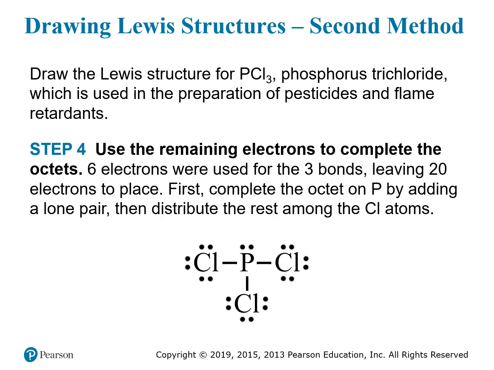Step 4 is to place the remaining electrons to complete octets. First you would want to complete the octet on phosphorus, right? It has 6, 2 here, 2 here, and 2 here, and so we want to give it 2 more to give it an octet. So you place that lone pair on phosphorus. That leaves you with 18, right? We had 20 after the first step, now we place 2 of those, and so we have 18 left.